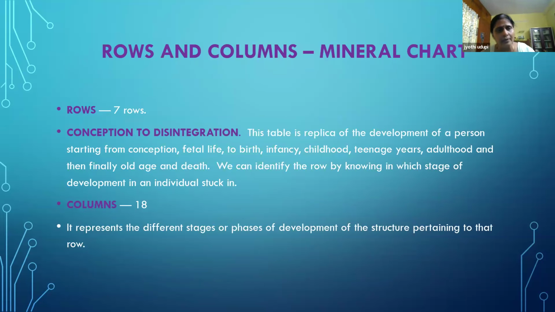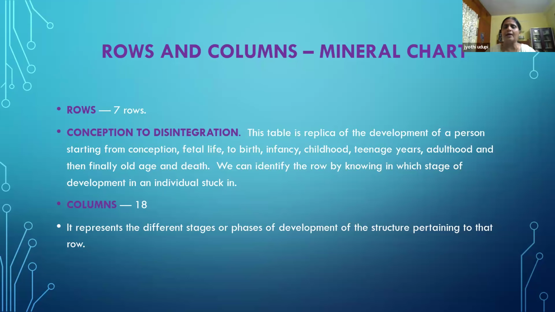So as you know, there are 7 rows and 18 columns in the periodic table. There is a little correction Anne Schadde has done for homeopathic practitioners. So what the rows talk about is conception to disintegration.